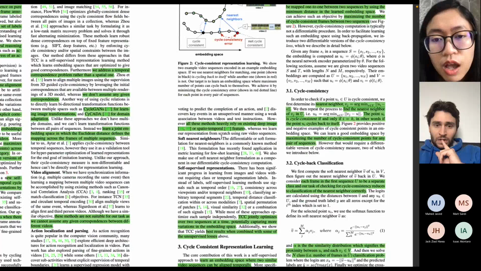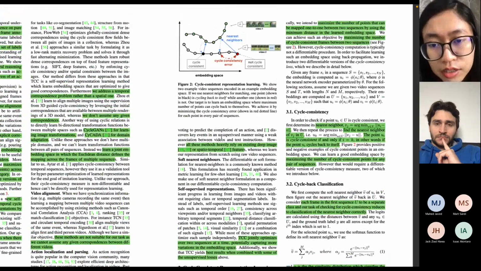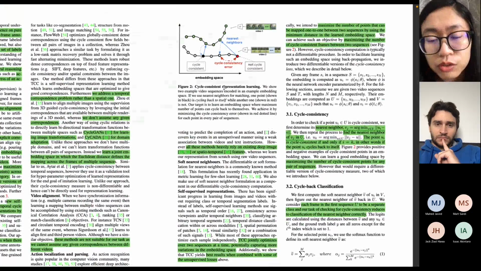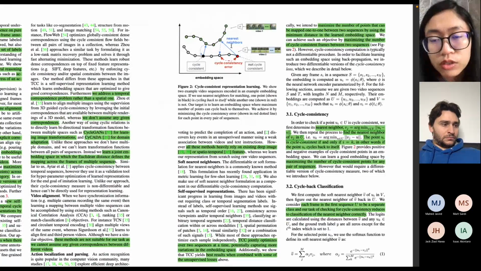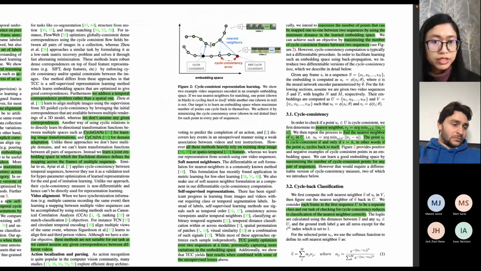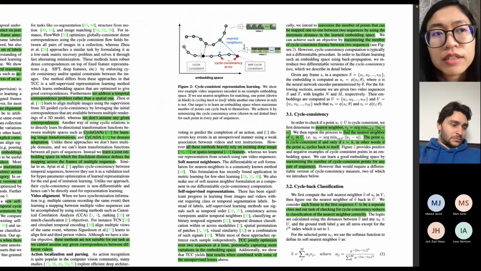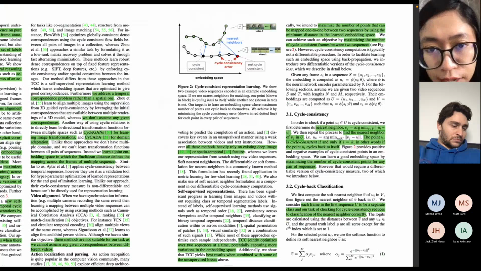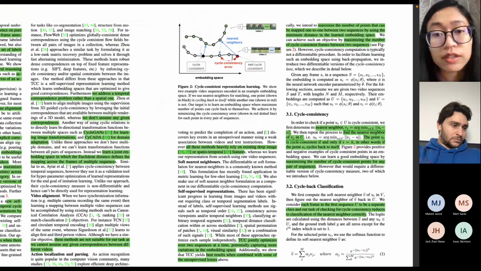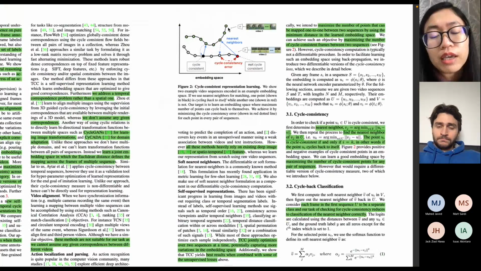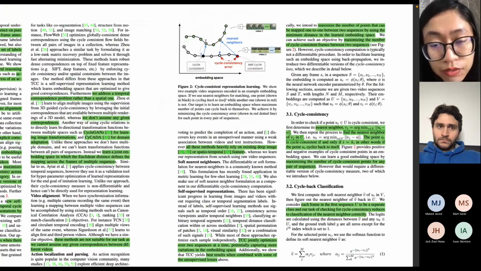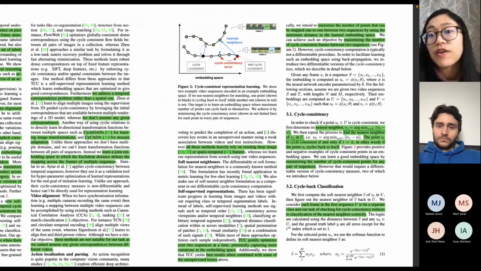Okay, so let's go into what this cycle consistent representation learning is. If you look at this Figure 2, here we have 2 videos. Each video has its frames, which correspond to the progression of each action. We run encoding so that every frame here is encoded to a certain representation. Let's say the first video's sequence is called S, and the second video's sequence is called T. The first video has length N, and the second video has length M.